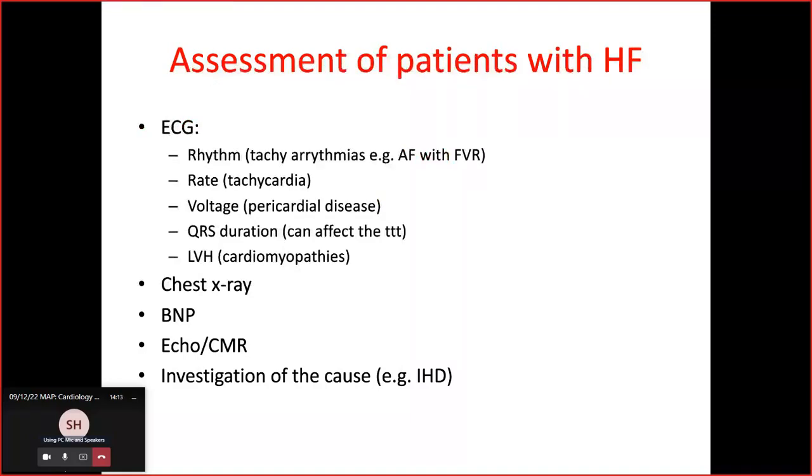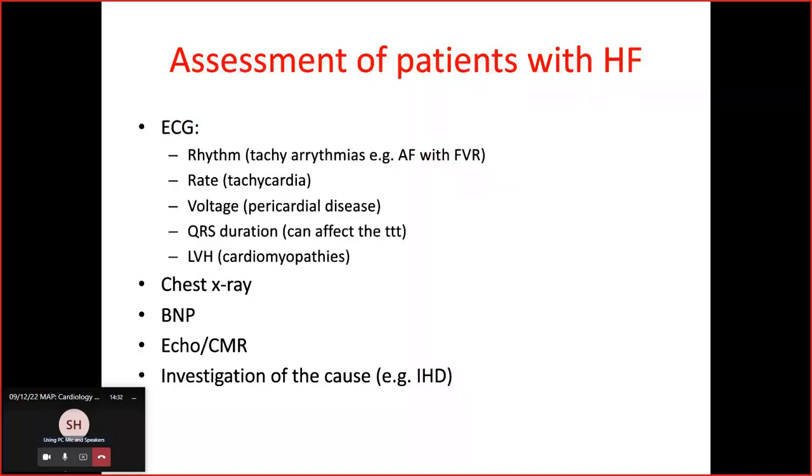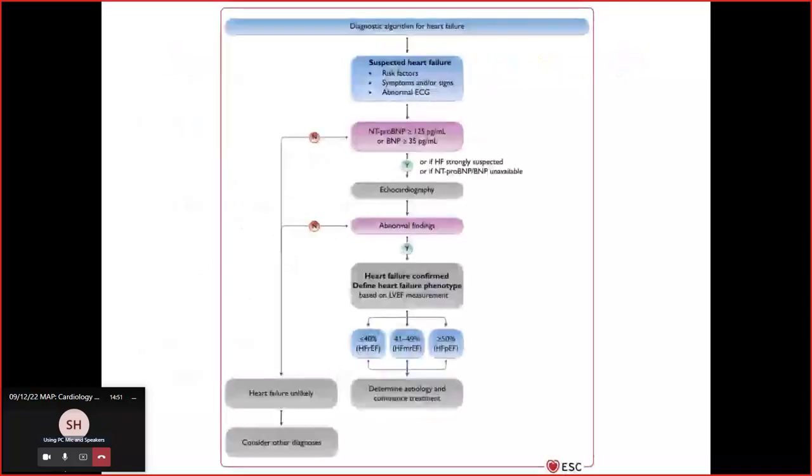We are looking for QRS duration because this can affect the management, as we will mention later on. We are looking for LVH criteria to predict cardiomyopathies. On the chest X-ray, as we mentioned before, we are looking for cardiomegaly, pulmonary edema, upper lobe diversion. BNP as one of the markers of fluid overload. Echocardiogram or cardiac MRI to detect the heart function, systolic and diastolic function, and valvular heart disease as well. And of course, investigation of the cause.